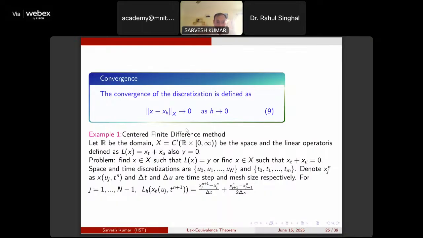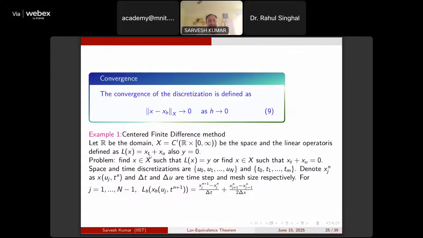So, what about convergence? Convergence is nothing but seeing how x_h approaches x. This x is your exact solution, the solution of the continuous problem. x_h is the solution of the discrete problem. So we have to see how it approaches x when h tends to 0. As I said, convergence means x_h should converge to x in the norm of X when h tends to 0. So there are many schemes which are consistent but not convergent.